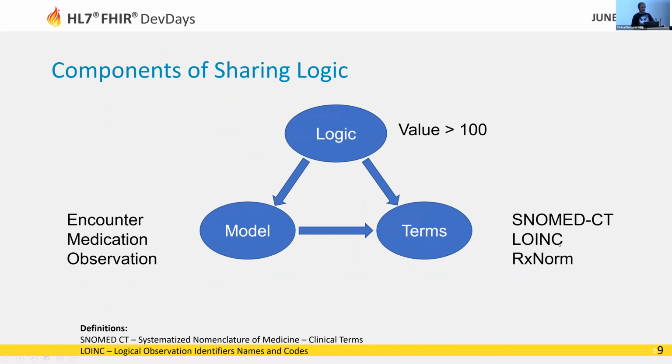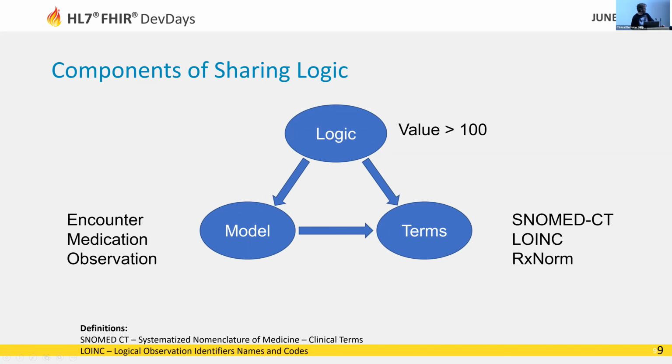So in thinking about sharing logic, we make the separation between the model and the terms and the logic. This follows that same kind of syntactic, semantic, and logical interoperability. On the model side, we're saying what kinds of things can we talk about? Encounters have this structure and medications have that structure. On the terminology side, we're using standardized terminologies like SNOMED and LOINC and RxNorm to say that we mean the same thing on both sides of that sharing. And then by using that, rather than trying to define it, we're able to separate and share that logic.